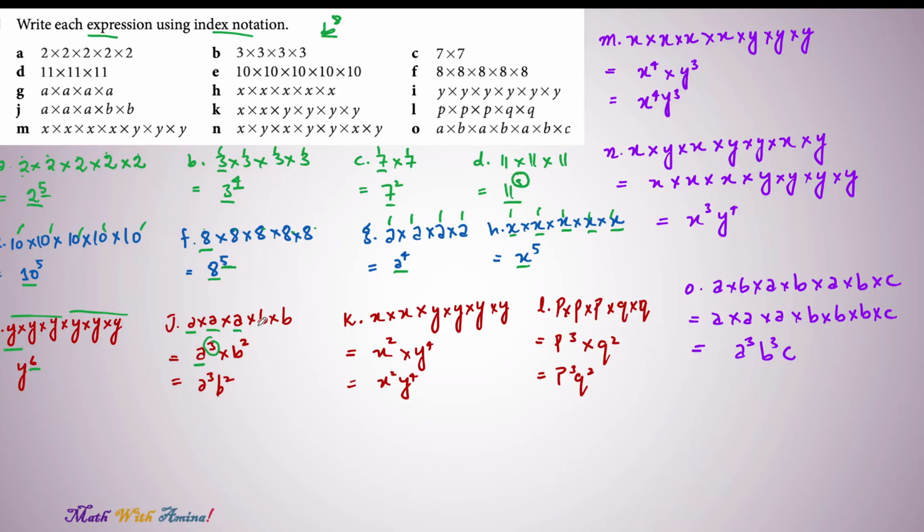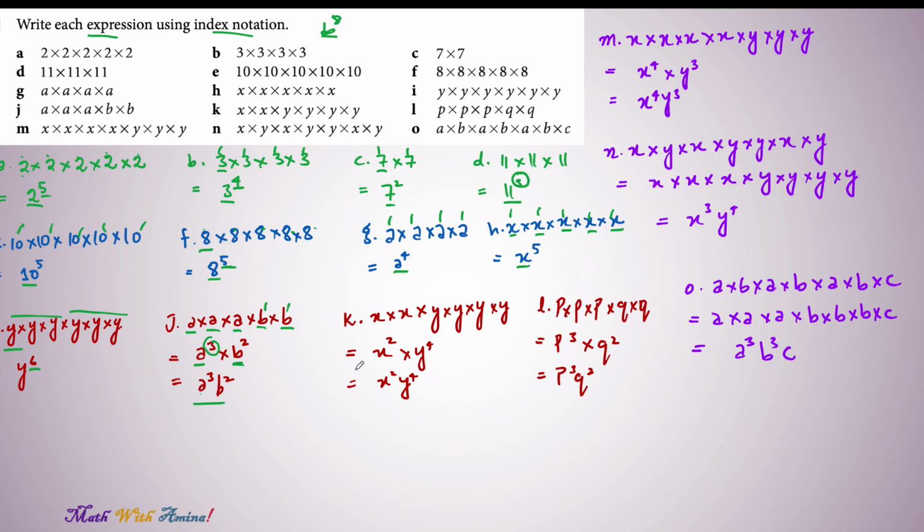In here the next variable we are having b, so the base is b and the index would be, in here the power is 1, in here the power is 1, so 1 plus 1 is equal to 2. Base is b and the index is 2. So it would be a raised to the power of 3 and b raised to the power of 2.